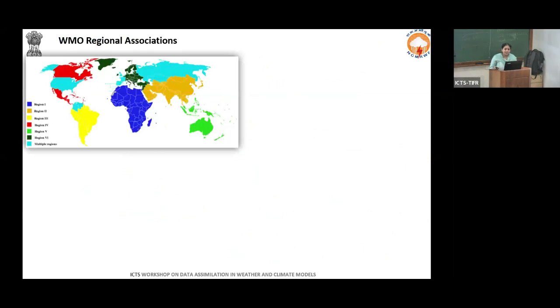If you see the WMO regional associations, since we have to get the data from all over the globe, the WMO has divided the whole globe into different regional associations. These are the different regional associations. There are six regional associations, and we are in the second, Region 2. So Asia comes in the RA2 region.